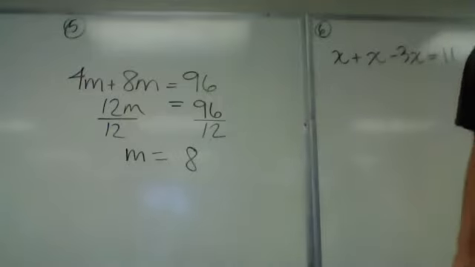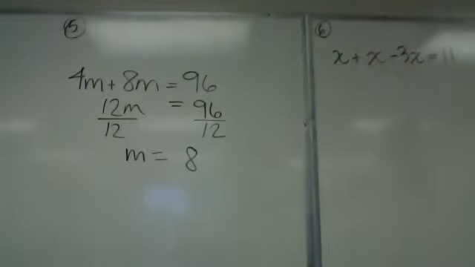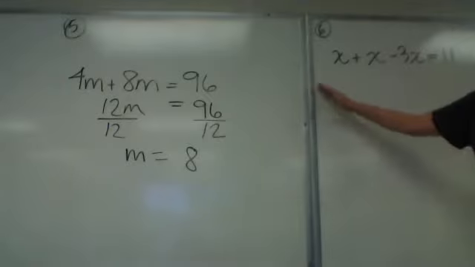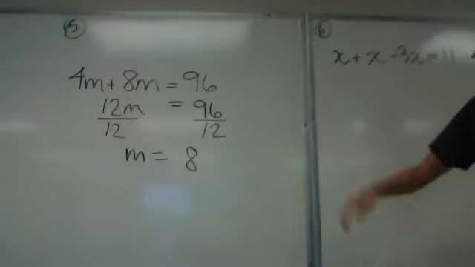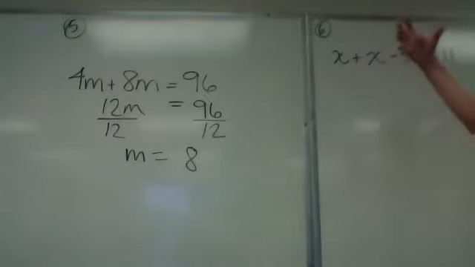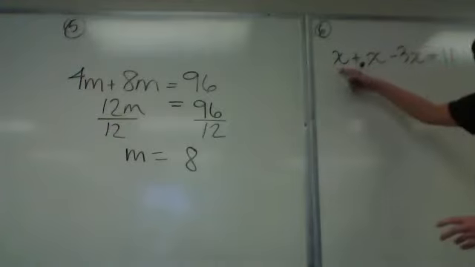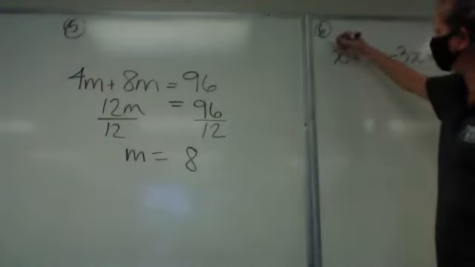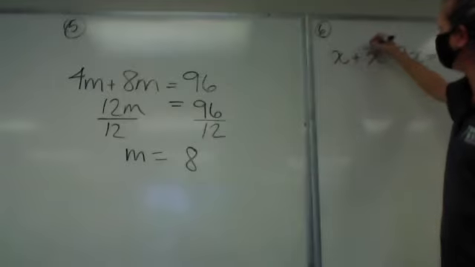All right, x plus x minus 3x equals 11. Just like the previous problem, I've got way too many x's over here. No sense in writing all those x's when you can just push them all together. So let's see, if there's not a number hooked onto an x, how much is this one right here? 1. All right, that's 1.